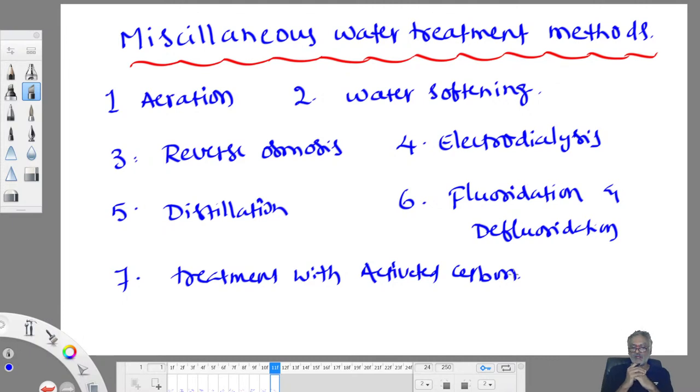Some of them are used for groundwater, some are used for removing high salt content or high TDS values: reverse osmosis, electrodialysis, distillation, etc. They are used in desalination of water, fluoridation, defluoridation. There are hundreds of technologies available at our disposal. Whichever we need, we use that and carry out the job. Let us see what is aeration.